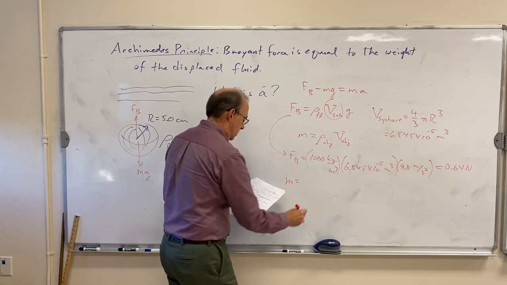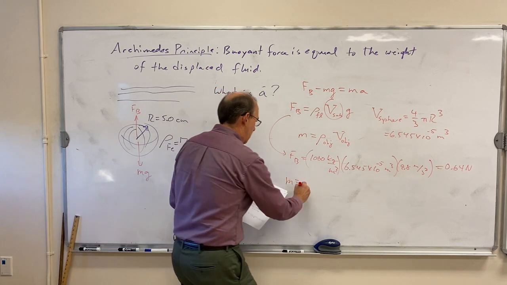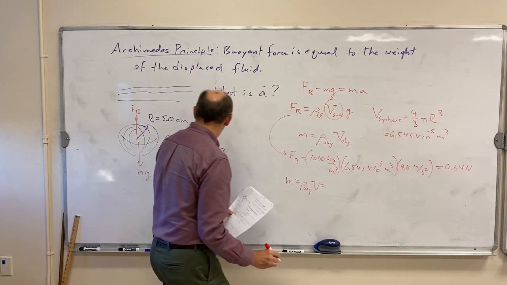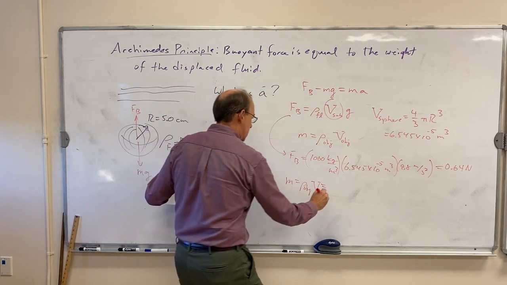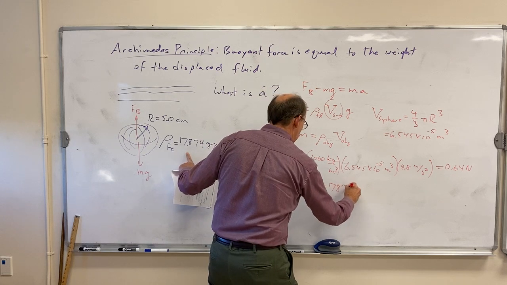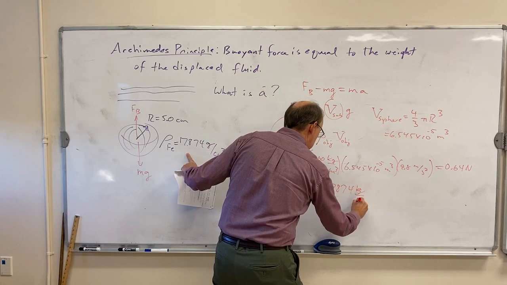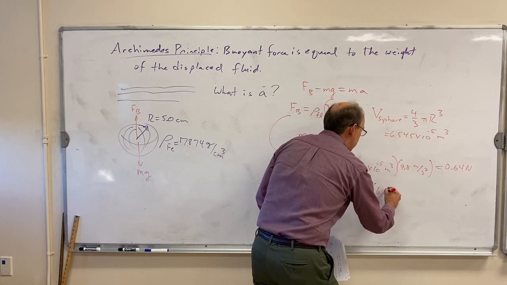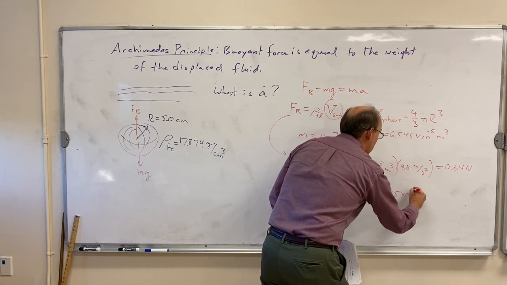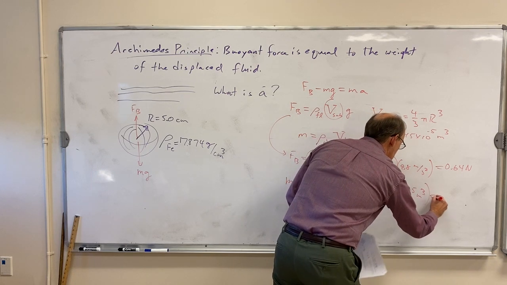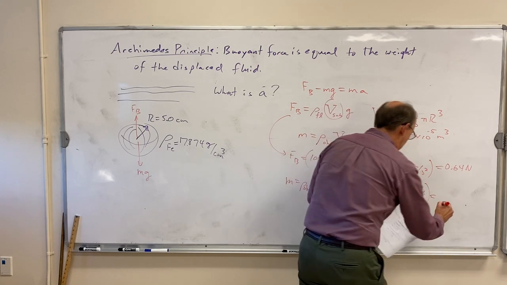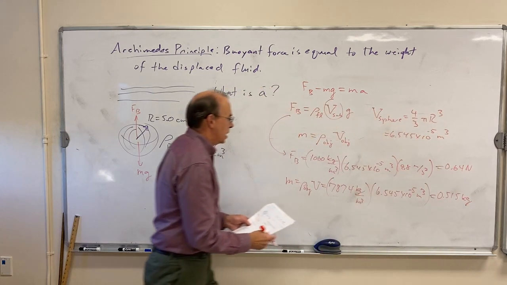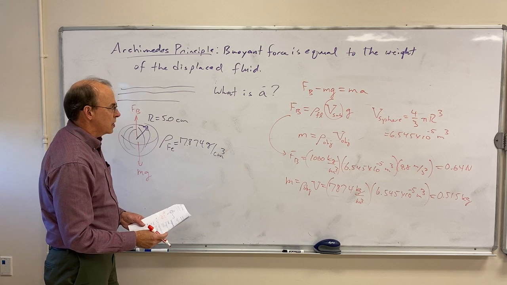M is rho of the object, V. Rho of the object is 7,874 kilograms per cubic meter times V, 6.545 times 10 to the minus 5 cubic meters. That gives me 0.515 kilograms. And I'm running out of space to get this to fit on the video.